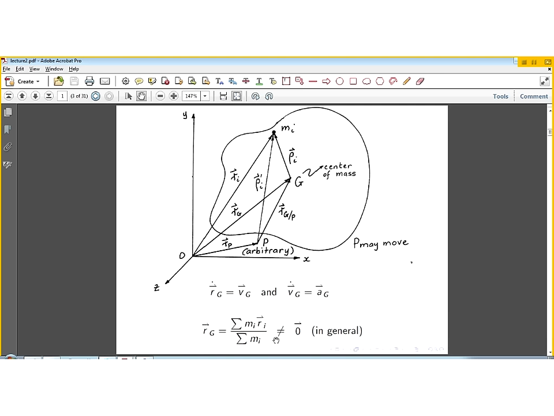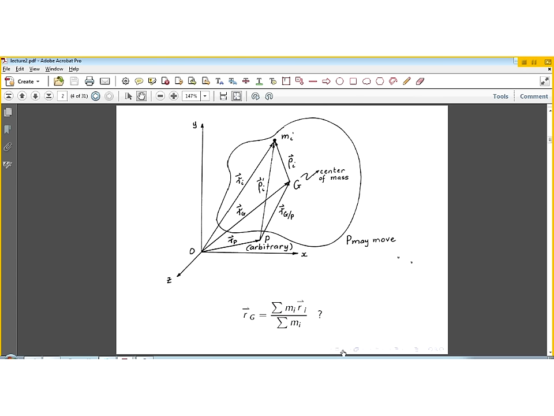It's just important at this point in time to realize that in general, the position vector is not a zero vector. Of course, it can be a zero vector if it just so happens that the center of mass of my system falls right on top of the origin of the axis system. Then my position vector of my center of mass will be a zero vector. But in general, that is not true. Okay, so let's look at how we derive, or how do we get at this definition of the center of mass position vector.